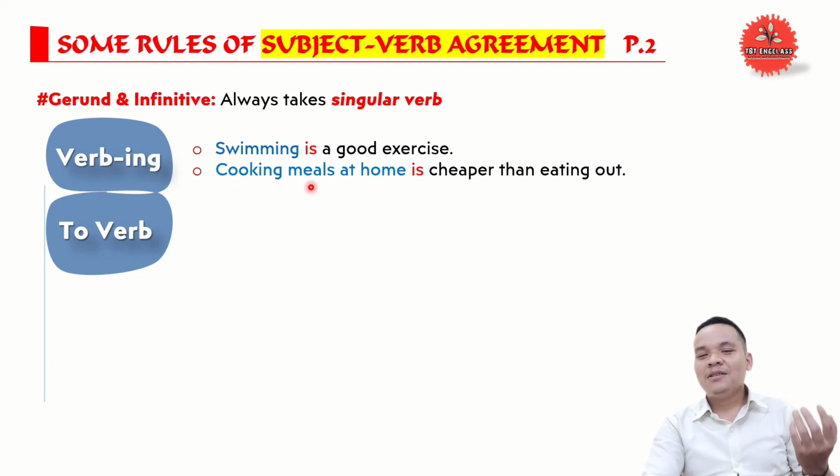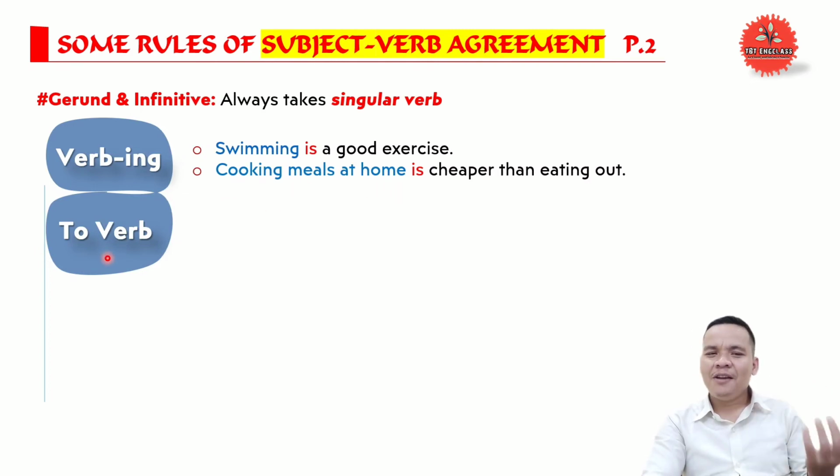This is what we call a gerund phrase. Cooking meals at home, cooking meals at home. You see, even though it is a phrase, it still has to take a singular verb. Cooking meals at home is cheaper than eating out. All right, this is what we call a gerund phrase.